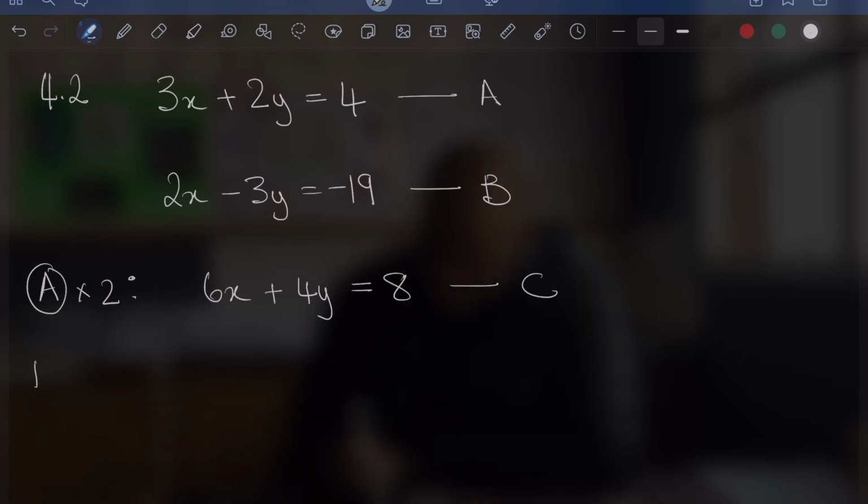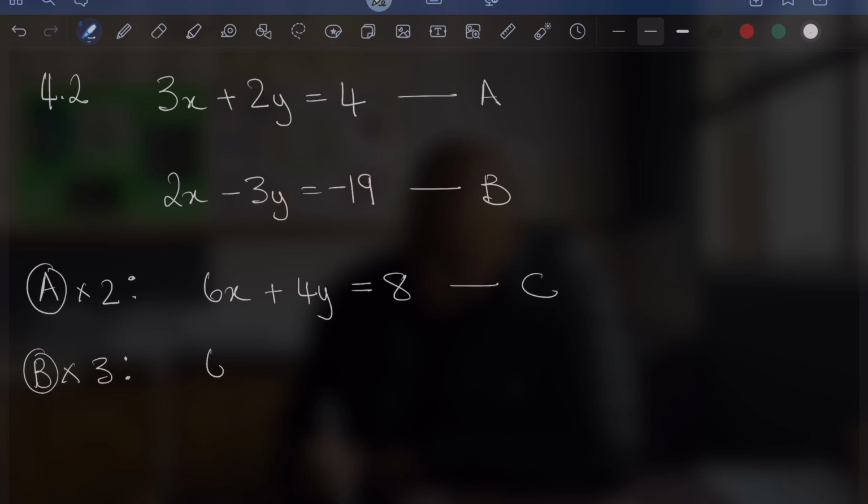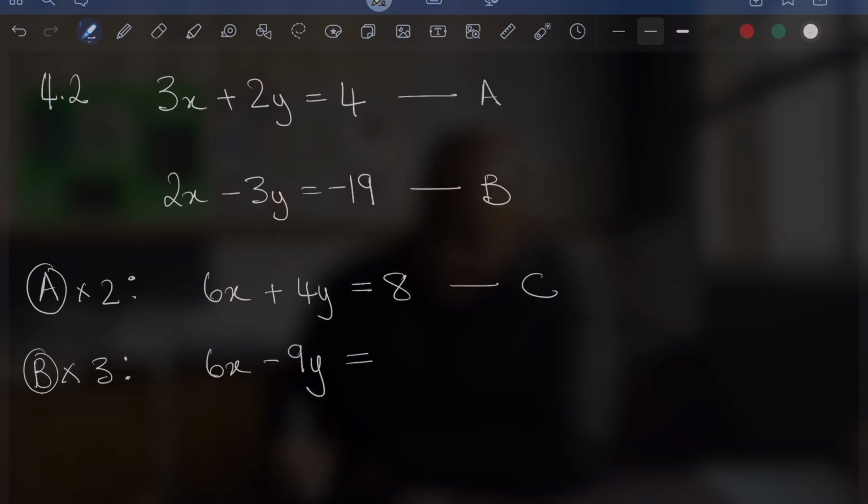And I'm going to take equation B. I'm going to multiply it by 3, so I can get 6x there as well. So 3 times 2x gives me 6x. And 3 times negative 3y gives me negative 9y. And 3 times negative 19 gives us negative 57. And we'll call that equation D.